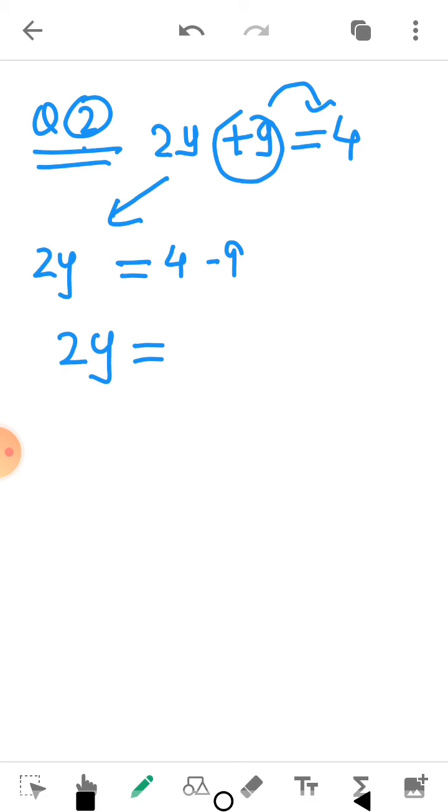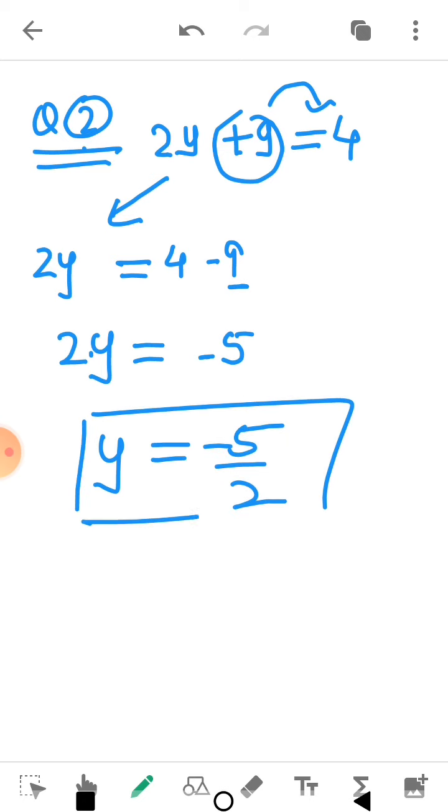2y equals 4 minus 9. In this case, we have to subtract 4 from 9. We get 5. But the bigger number's sign is minus. Therefore, the sign of 5 will be minus. Now, 2 is in the multiplication form 2y. Then it goes to the right side and becomes division. And this will be the answer to this question. Okay.